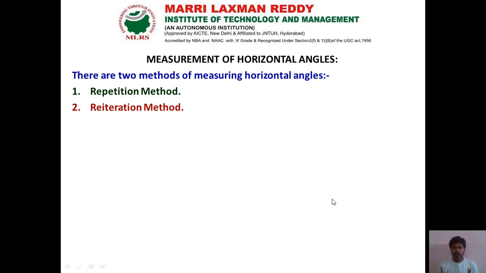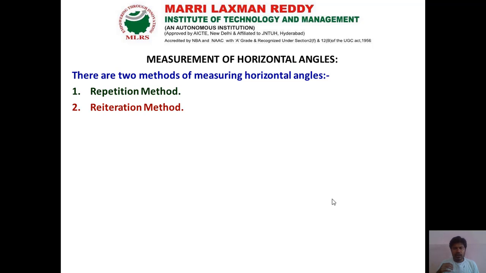So we already know in our theodolite we have a horizontal circle as well as a vertical circle. In the horizontal circle we have vernier A and vernier B. Corresponding to that we can do the measurement of 0 to 360 degrees. So this is used to measure the horizontal angle, by seeing the object we can measure.